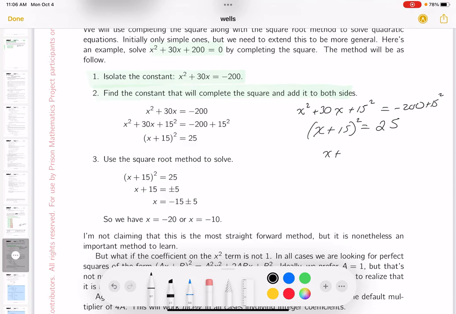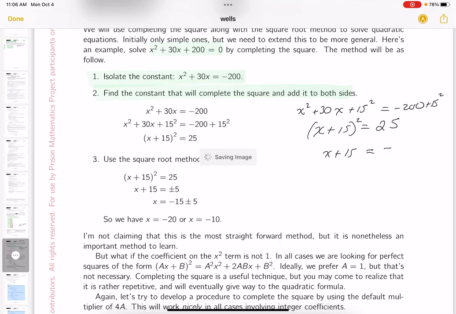X plus 15 equals plus or minus the root of 25. What do you have here? X equals, I can subtract 15 from both sides, plus or minus, the square root of 25 is 5. So we get two numbers. What are the two numbers? Well, minus 15 plus 5 is minus 10, or minus 15 minus 5 is minus 20.